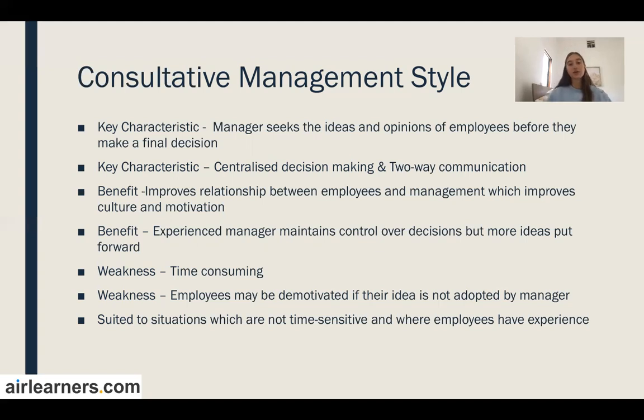A weakness is, though, that it is more time consuming because the employees need to put forward their ideas first. And another issue with it is that employees might be demotivated if they put forward an idea which they believe is really, really good, but the manager just doesn't decide to go ahead with it. So a consultative management style is best suited to situations where there's a bit of time, it's not an urgent situation, and also where employees are experienced in business and the management of the business.